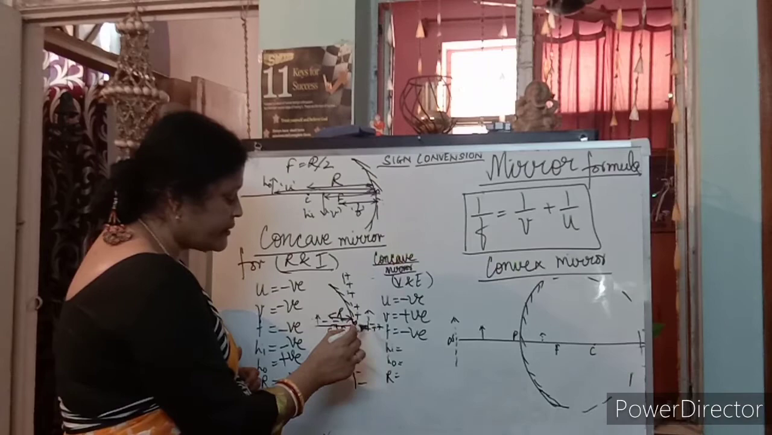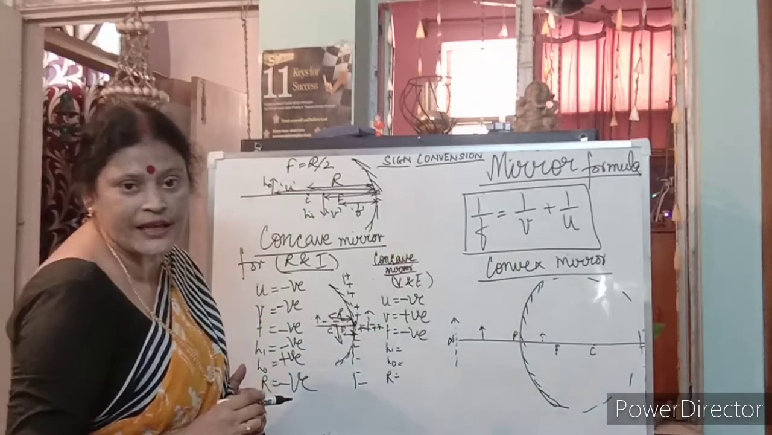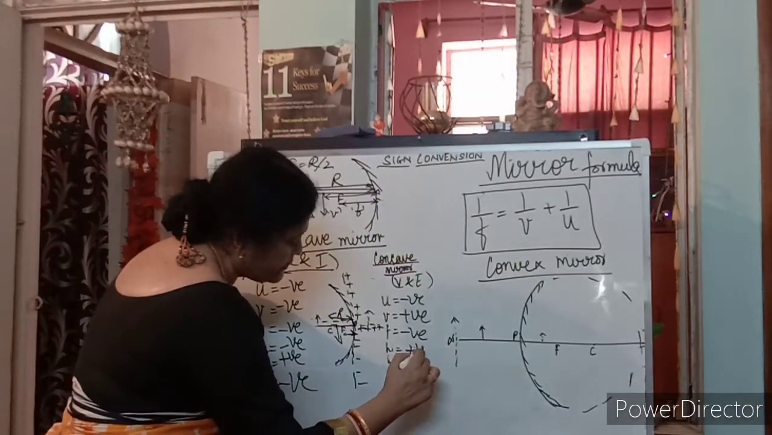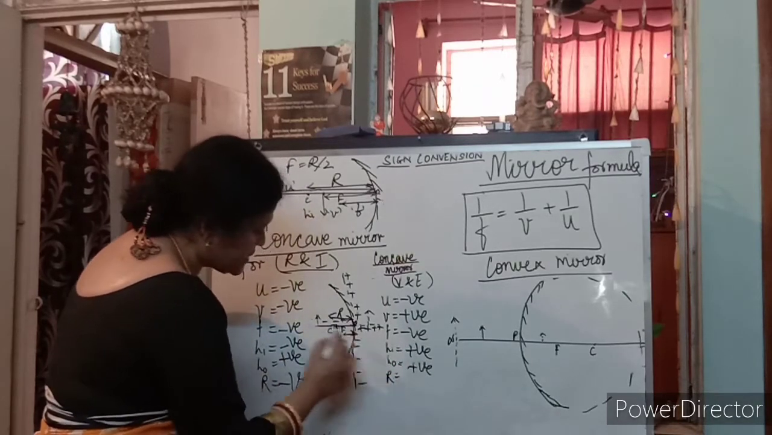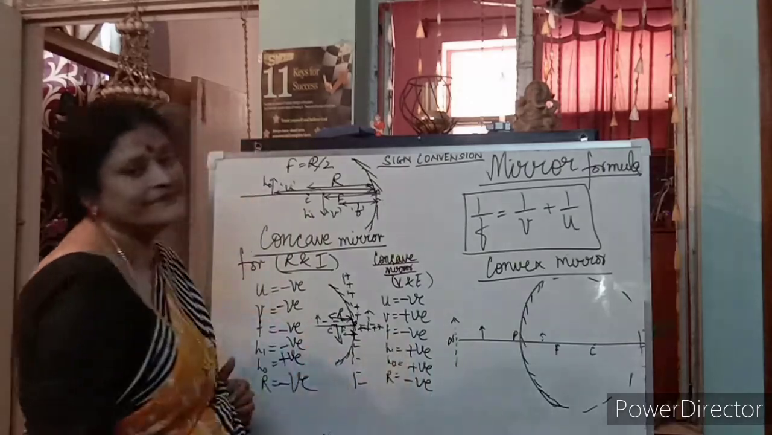Now height of the image. For virtual and erect, positive. And height of the object, positive. Radius, on this side, negative. Done. Easy? Are you finding this easy?